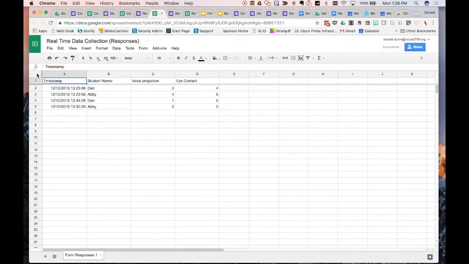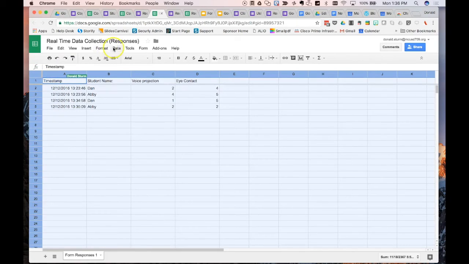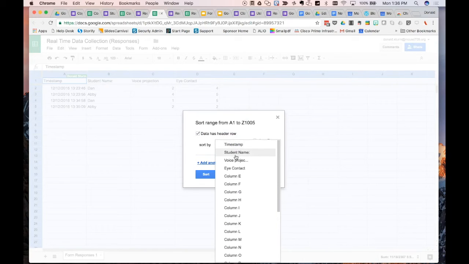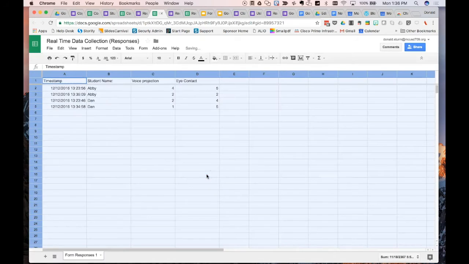And so if I go here and I select everything and I say data and I want to sort range, and I want to sort by student name. Now I've got Abby, and here's where it looks like the first time, that's strange, her voice projection and eye contact were better the first time than they were the second time. Again, as a teacher, that's at least going to give me some room to pause and say, I wonder why that is. And in this case, you had a regression here on voice projection and growth on eye contact.